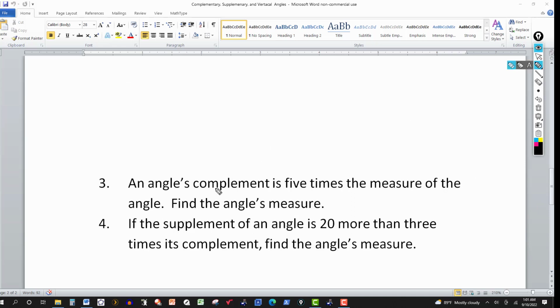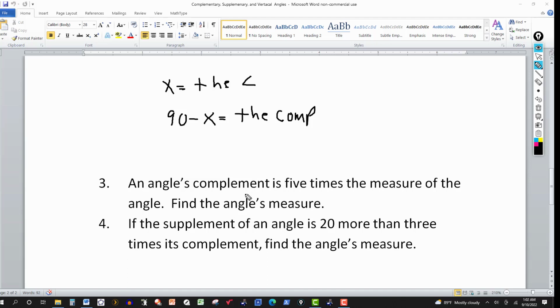There's an angle. An angle's complement is 5 times the measure of the angle. Find the angle's measure. So let's let x equal the angle. And we're talking about a complement here, so 90 minus x will equal the complement of the angle. Okay, so we have the angle, and then we have the complement.